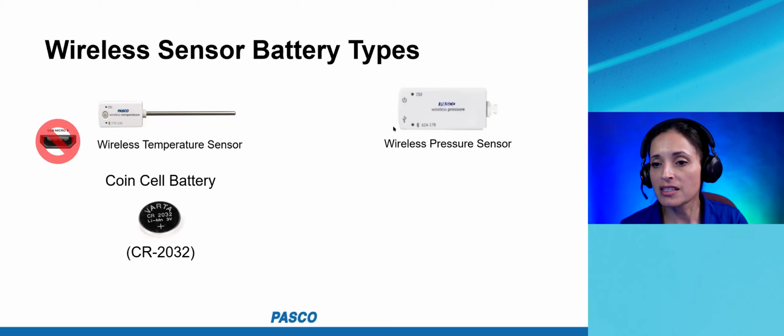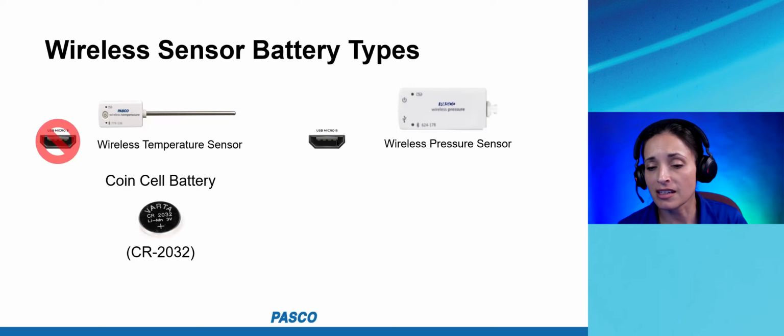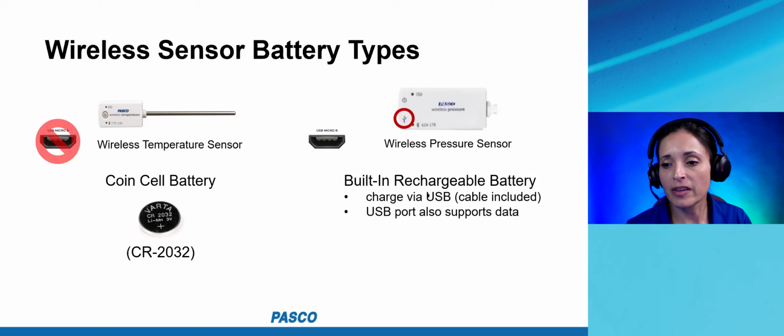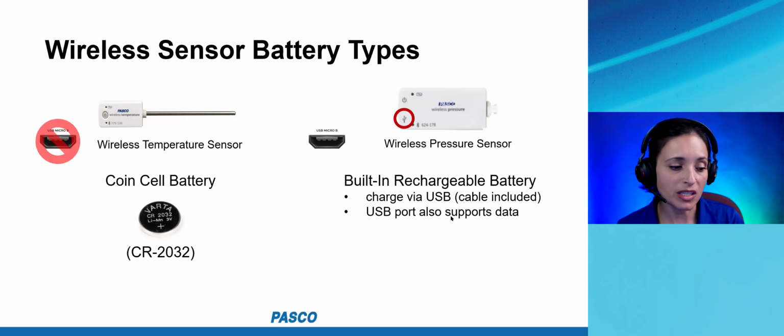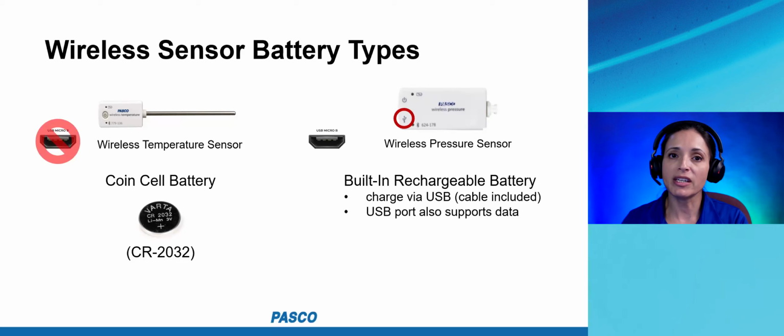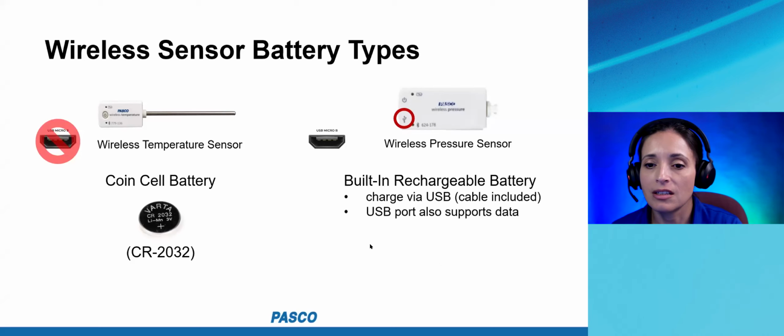The pressure sensor has a USB symbol on it, and that's how you can tell where to plug in the charging cable. It's right there where that symbol is on the side. So that is a built-in rechargeable that supports USB. So if you forget to charge it the night before, no problem. You can still plug it in via USB and the data will still go to your device as long as you've got that USB connection.